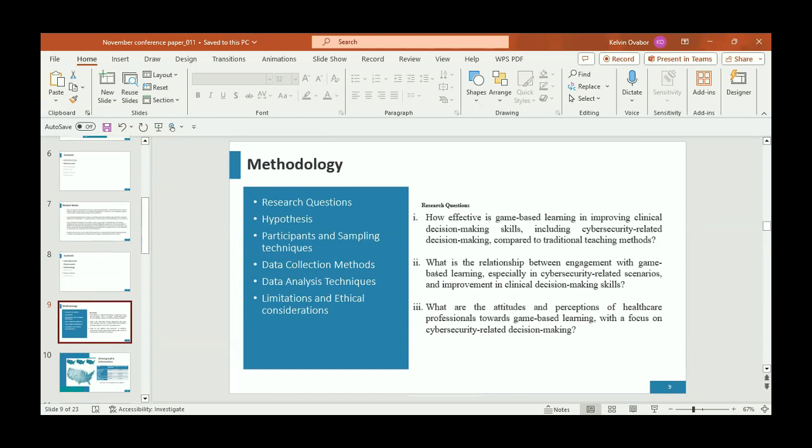The last but not least question here, what are the attitude and perceptions of healthcare professionals towards game-based learning with focus on cybersecurity-related decision-making? These are the questions that the research intends to answer. And how do we intend to go about this? We carried out an online questionnaire whereby the two groups were divided into two parts, using the inclusion criteria and the exclusion criteria as the case may be.